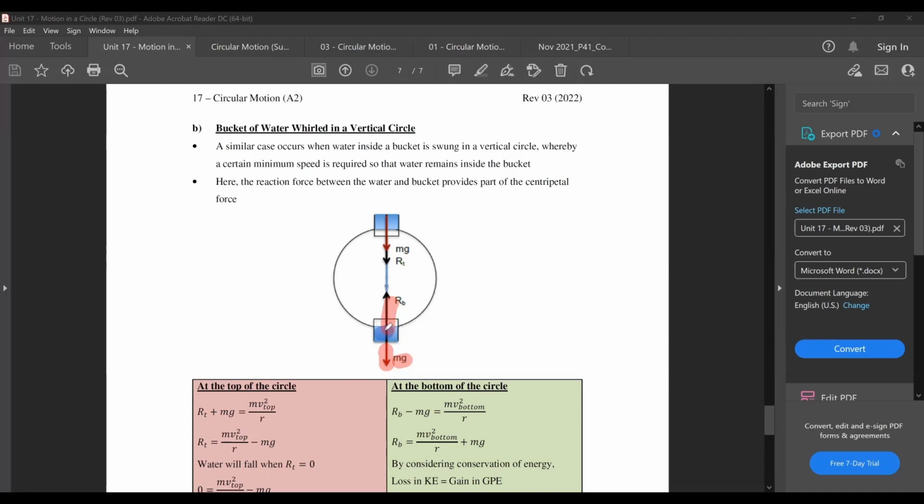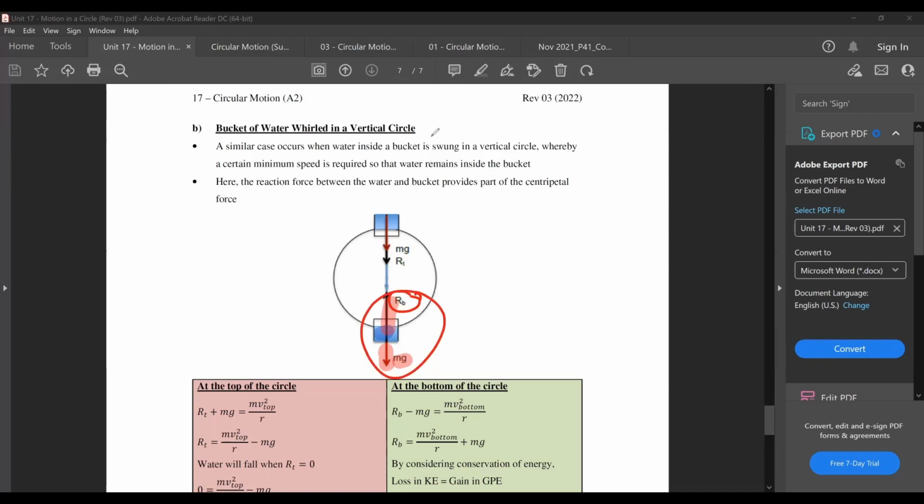All right, what you have instead is reaction force. So at the bottom position, this one is easily understood. Your water is resting on the bottom of the bucket. It pushes down on the bucket, so the bucket will exert a reaction force upwards back onto the water. Okay, so these are the forces that you have.